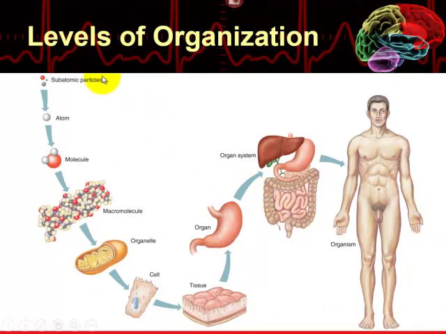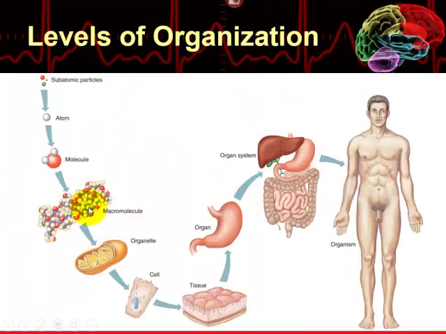Starting here, subatomic particles are protons, electrons. We're actually going to cover this in lecture. An atom is the smallest unit of an element. It's actually made of protons, neutrons, and electrons. A molecule would be atoms joined together to make a bigger compound. Macromolecules are actually larger molecules: carbohydrates, fats, proteins, nucleic acids.